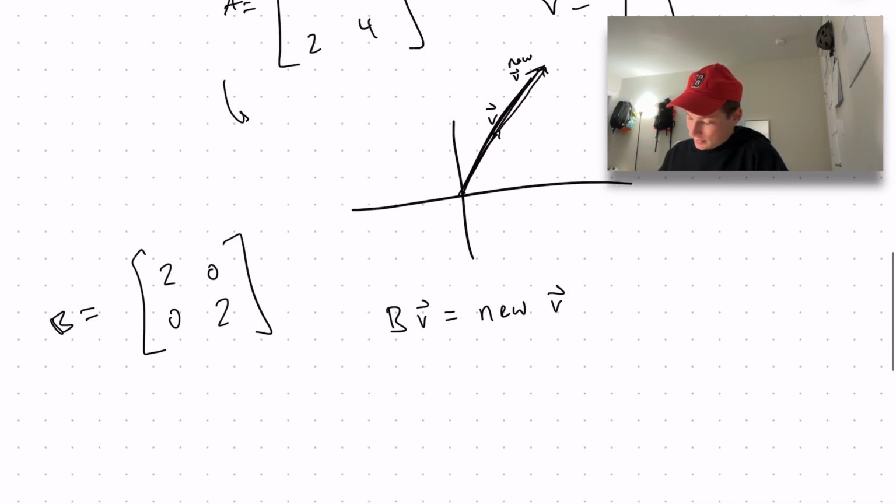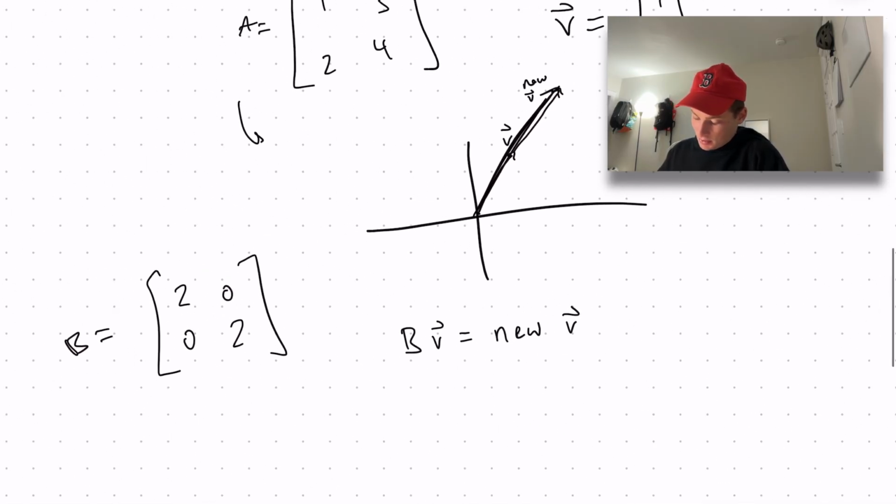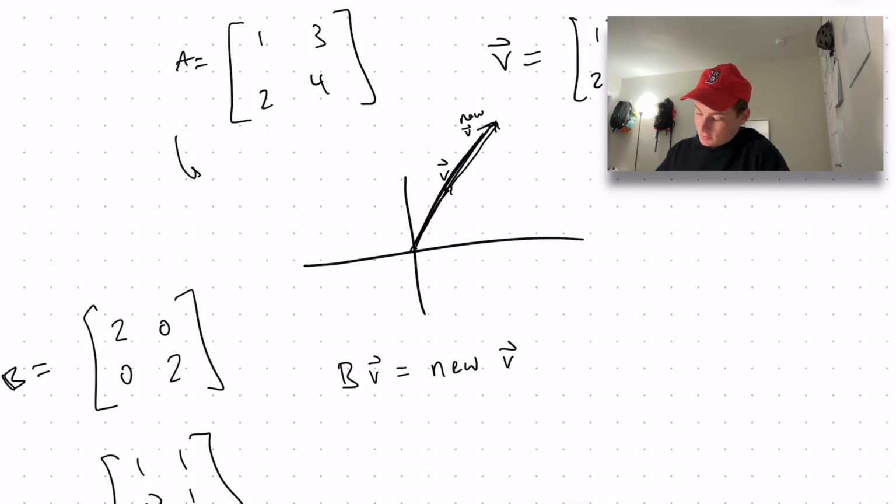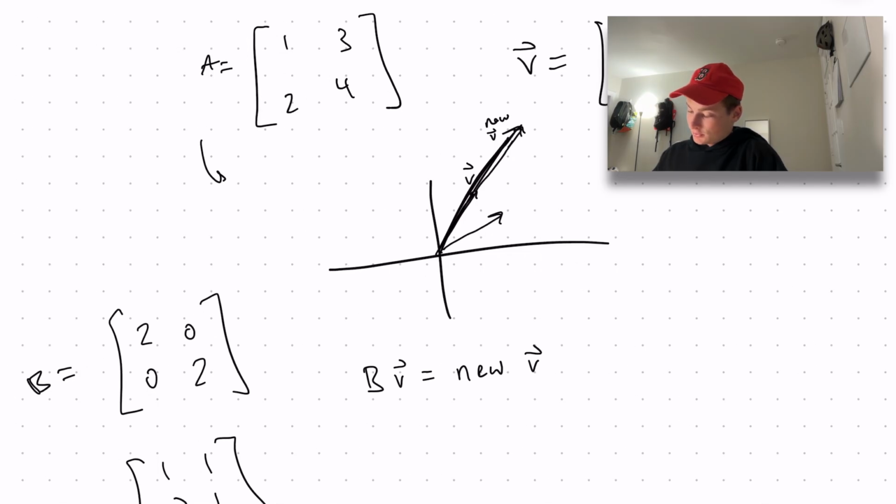Okay, so that is what B looks like, and then maybe you could do 1, 1, 1, 0, and it's a shear. So instead of a nice angle, I think it will go like this or something. Honestly, I don't know, but it will change v. That's the whole point here. Okay, so that is a linear transformation. A matrix will transform a vector.